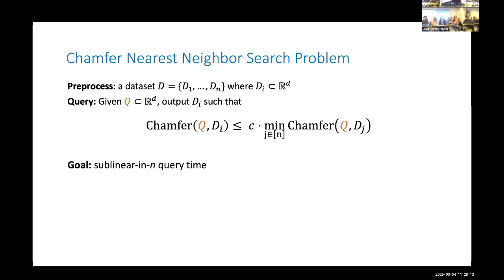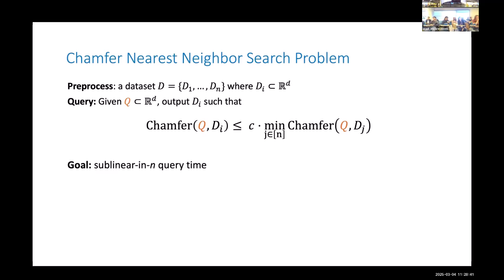I have some data set of points. Each point in the data set is itself a set of points inside of the metric space R^d. And I'm given my query, which is again a set of vectors in a metric space, and I want to find from the data set the nearest neighbor in terms of this chamfer distance. So it's very well defined, and I could ask for a C approximation as well. And I'd like sublinear in n time. So this is the same goal.